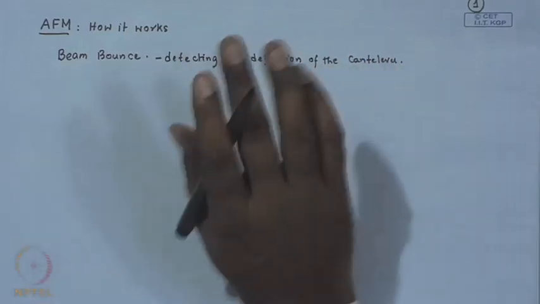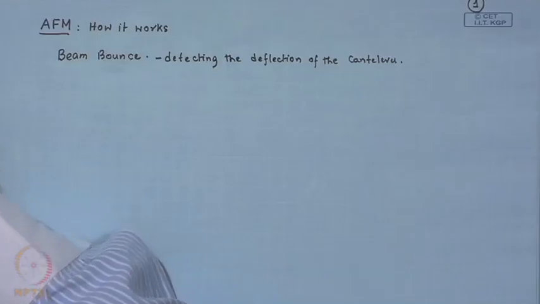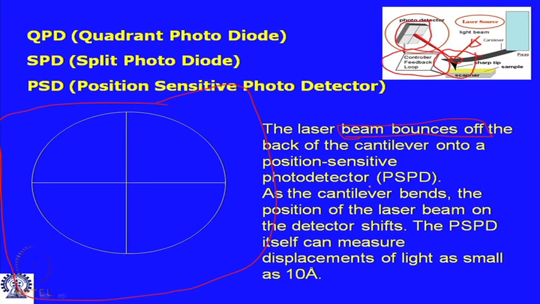This is sort of the industry standard. Every commercial instrument sort of uses this approach. So, we are not going to discuss any other methodology. As the cantilever bends, the position of the laser beam on the detector shifts.